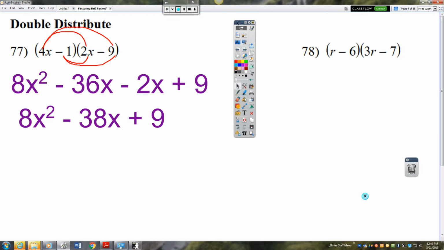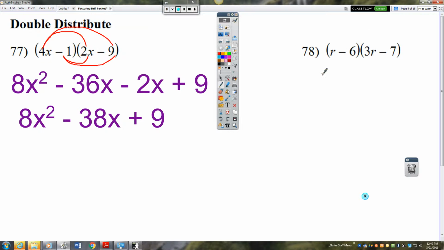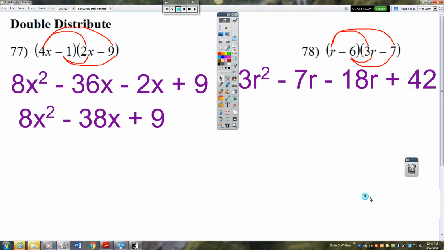Okay, number 78, same idea. R times 3r and r times minus 7 is 3r squared minus 7r. And then we'll distribute the minus 6. And we get minus 18r plus 42. Again, a minus times a minus is a plus. So I have a middle term that I have to combine, minus 7r and minus another 18r makes a minus 25r.